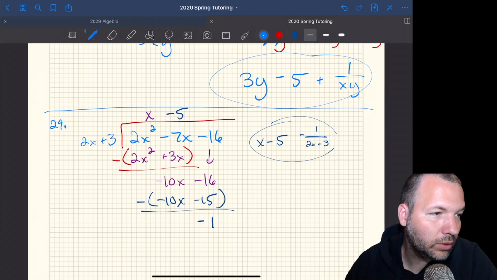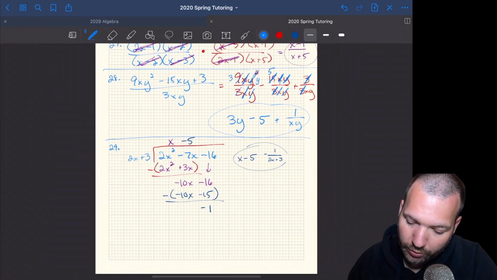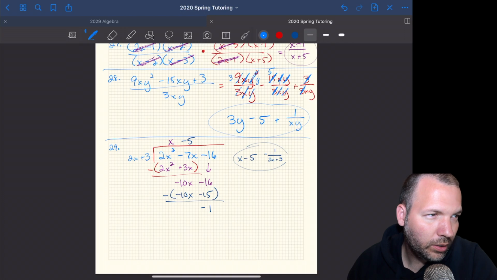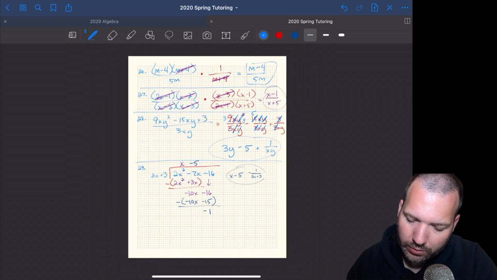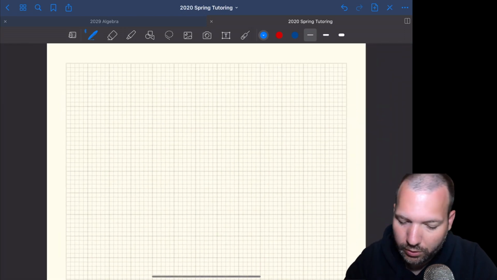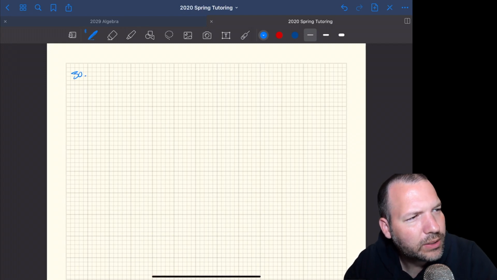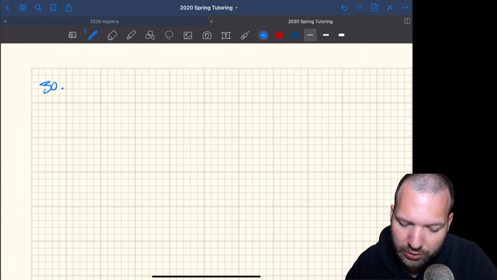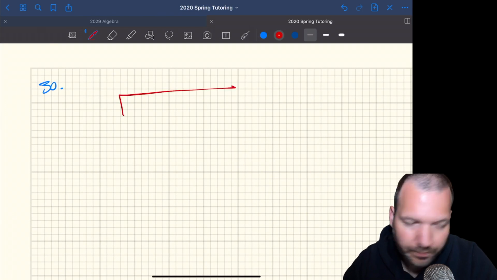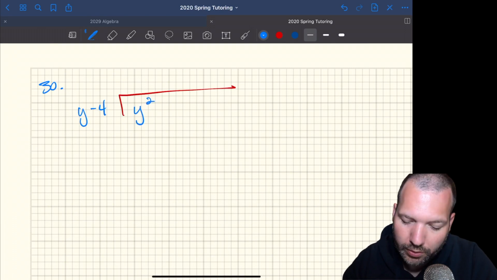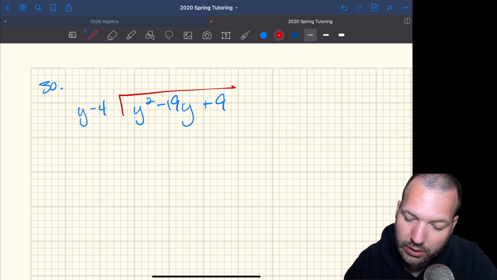So close, so close. Number 30. I don't think I can fit it here. I'm going to do it over here. Number 30. y squared minus 19y plus 9 definitely does not factor. Let's do the long division again. y minus 4 goes on the outside. y squared minus 19y plus 9 goes on the inside.